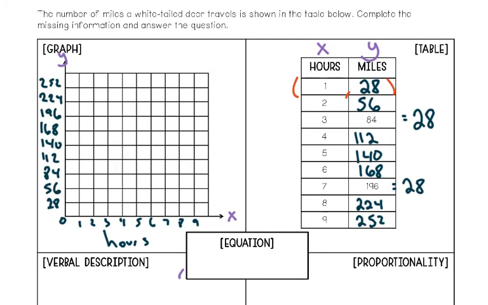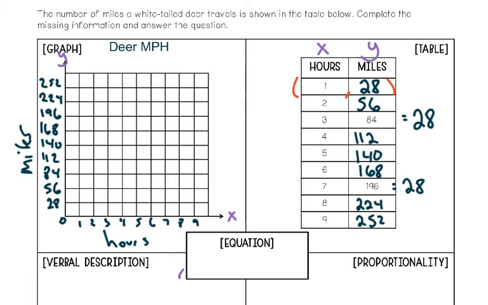Remember, y is our miles, so I want to write miles off to the side, make sure I'm labeling everything. It's really important that you keep this organized. And then the last thing we want to do is give it a title. I just called it deer's miles per hour. So it's about a white-tailed deer and how many miles per hour it travels. So the rate that a deer travels is represented by this graph.